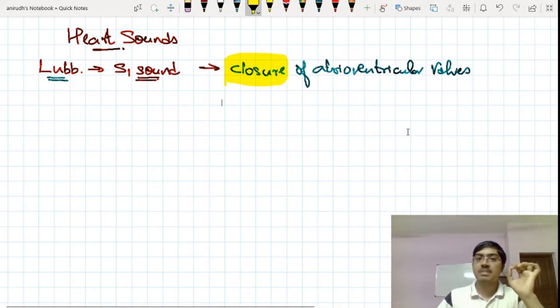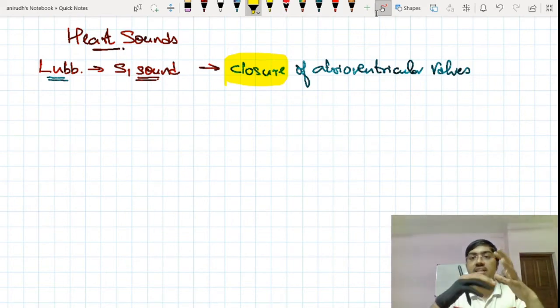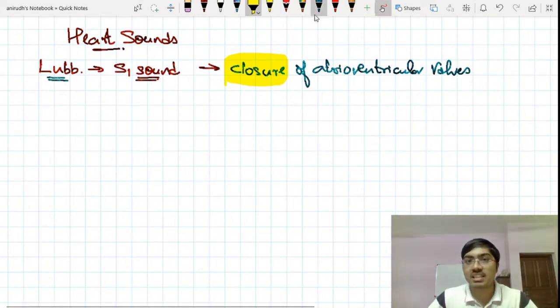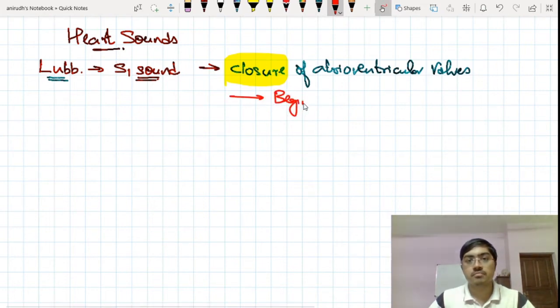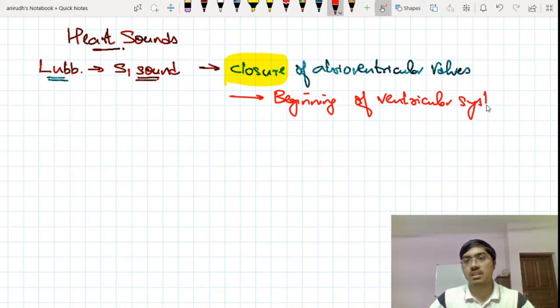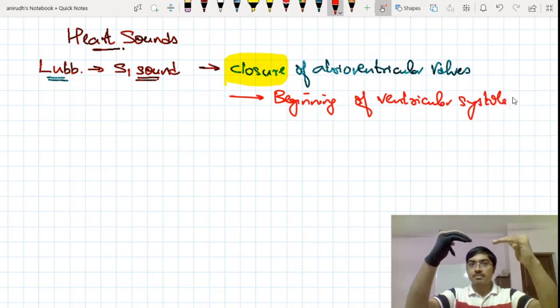So when does this particular phase occur? When do you have a valve which is closed? When will the atrioventricular valve close? This is at the beginning of ventricular systole.